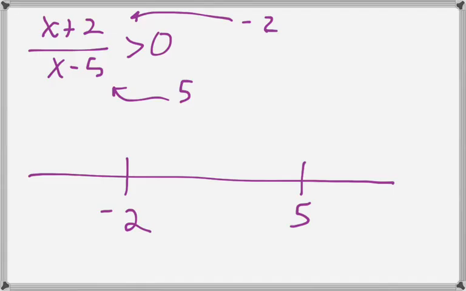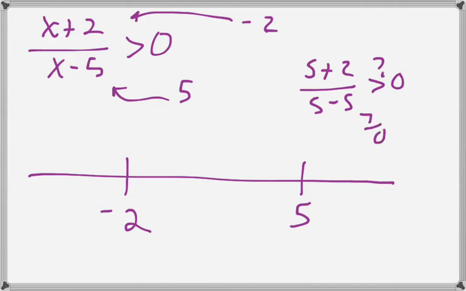One thing we also need to keep in mind is whether those two numbers themselves are solutions or not. If we substitute in 5, we get 7 over 0. We can't say that that's greater than 0 because that's not even a number. So if an x value makes the denominator 0, it's definitely not going to be a solution, because if you don't get a number, you can't compare it to the other side, and it's not going to be a true statement. Anything that makes the denominator 0 is not a solution.